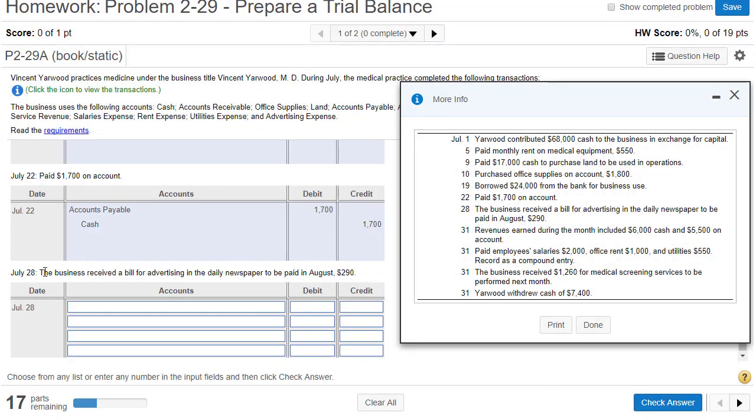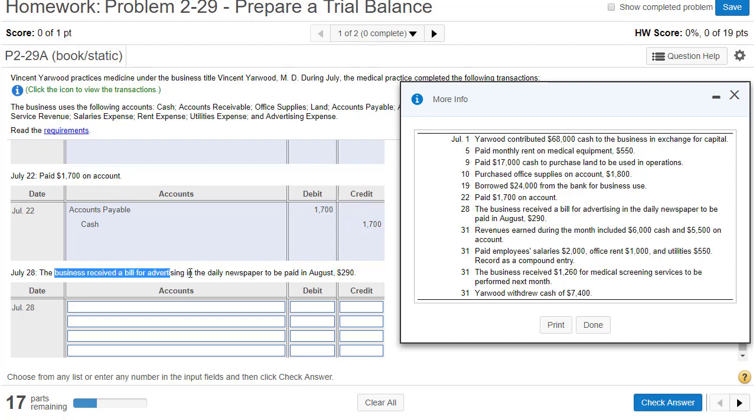Next, July 28th, the business received a bill for advertising in the daily paper, and it's going to be paid in August. So remember, this is July. This is July 28th, and we're not going to pay it until August. So this is going to be some type of a payable for us.